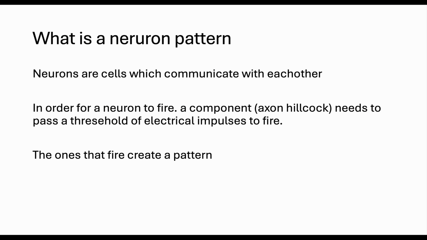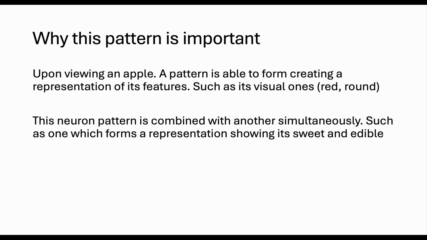Now, in order for a neuron to fire, it has to reach a certain threshold of electrical impulses, which the axon hillock detects, and pretty much the ones that pass this threshold fire, creating a pattern. Now, this pattern is important because it allows you to create a representation of features of things.